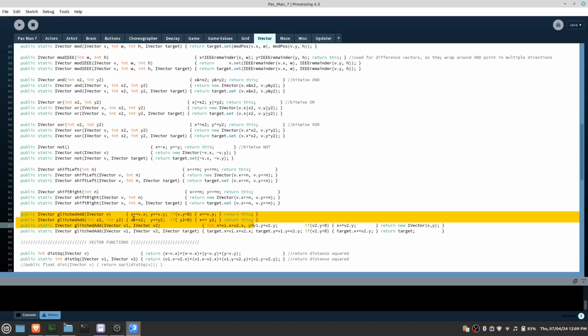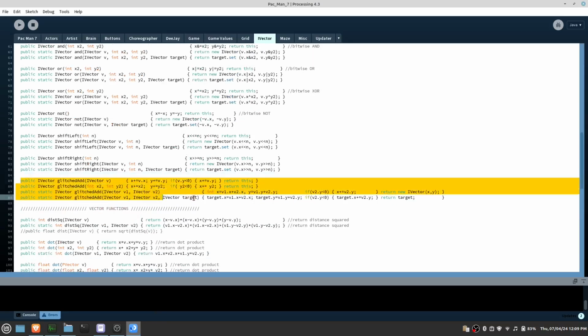But it's very easy to patch as well. In fact, I think they did that in the DS version of this. In here, it's easy to patch. You could just change all instances of glitched add to just add, or you could just remove this line right here.